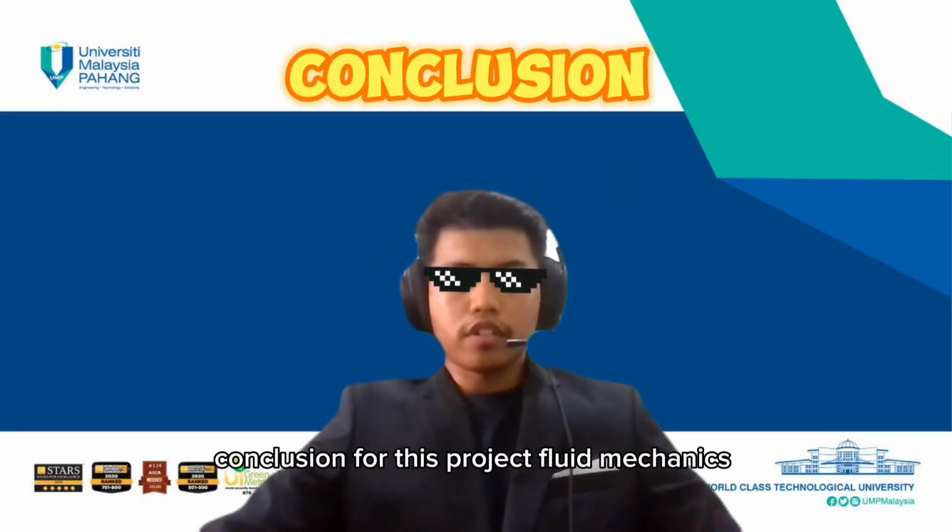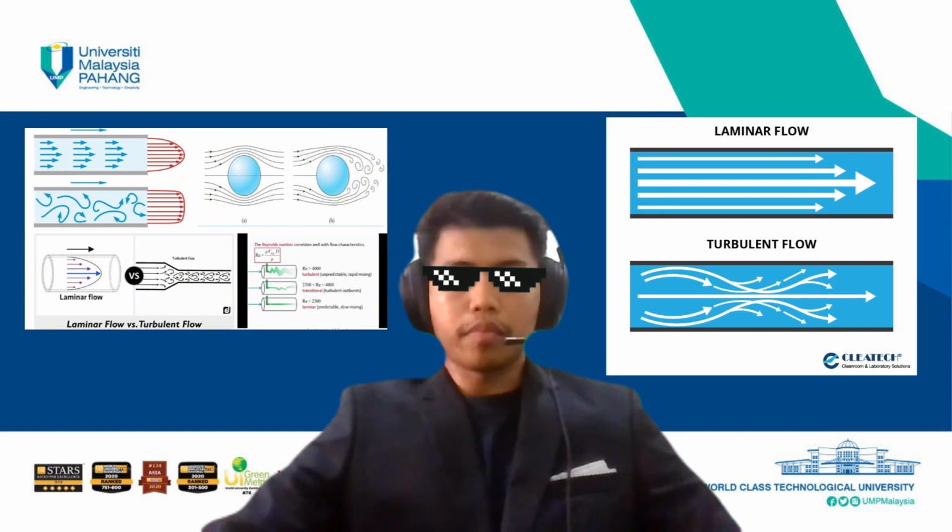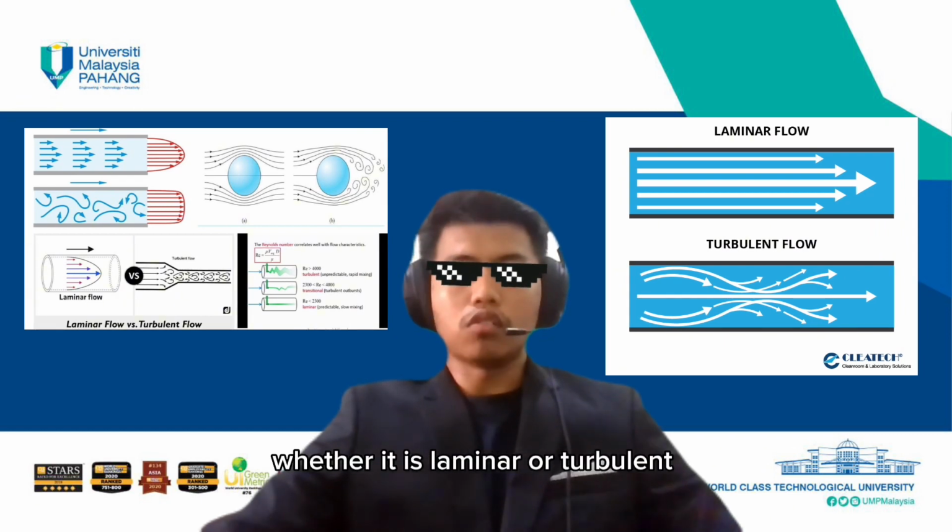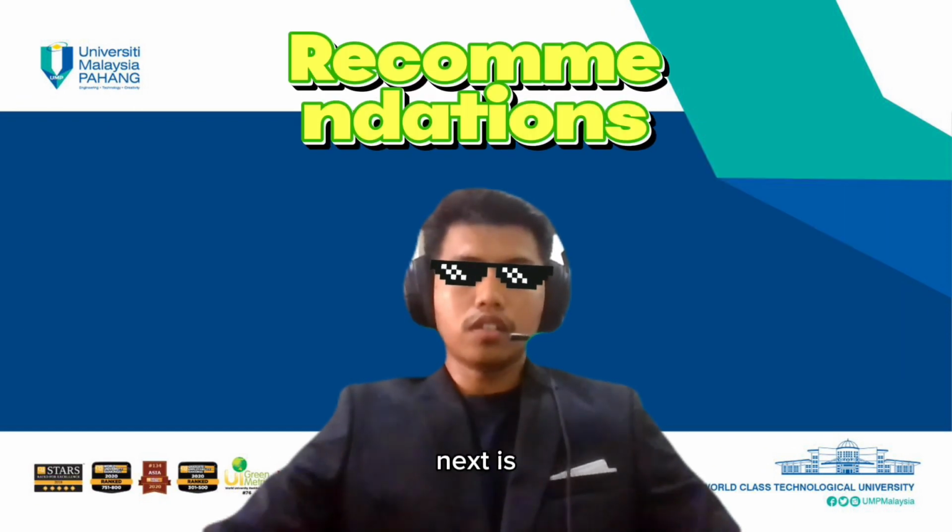Conclusion for this project, fluid mechanics. After finishing the experiment, we can determine the type of liquid flow in a pipe, whether it is laminar or turbulent. Next are the recommendations to improve Reynolds number application in engineering.